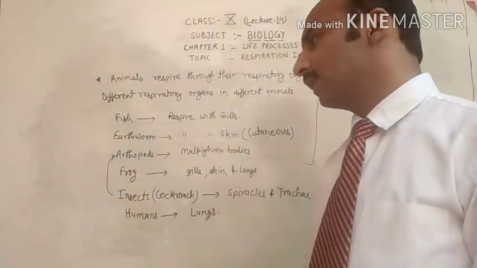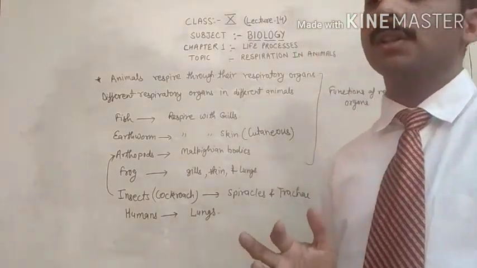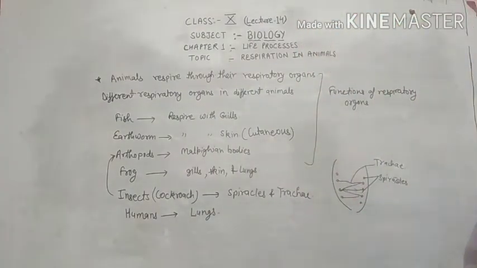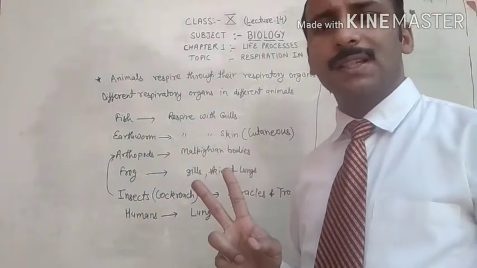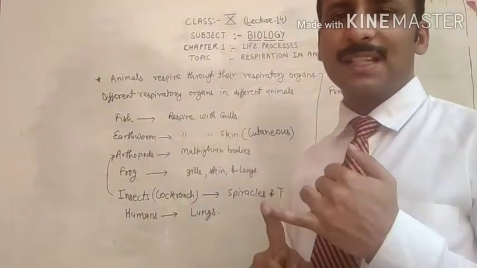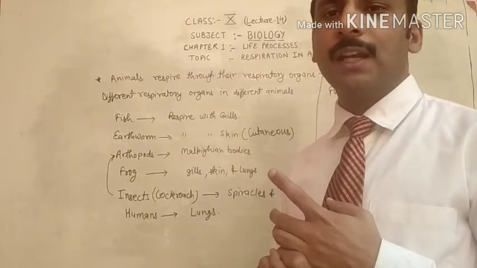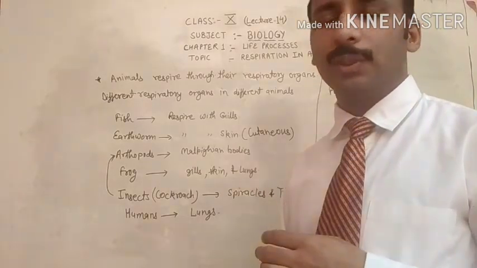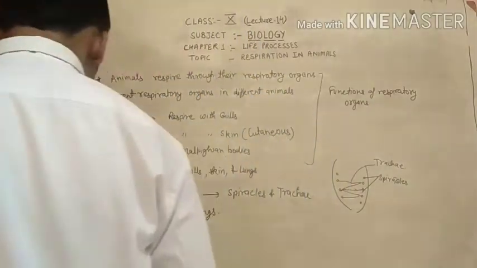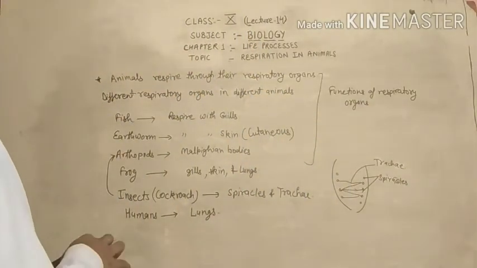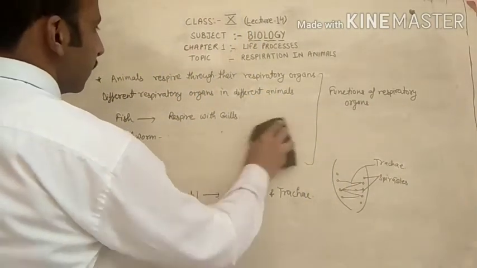So these are the general things related to the different animals and different organs. Two things we have to discuss in detail: the first is respiration in unicellular animals like amoeba, and the second is respiration in human beings. Today I will discuss respiration in unicellular organisms like amoeba.